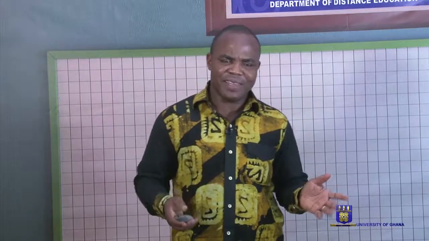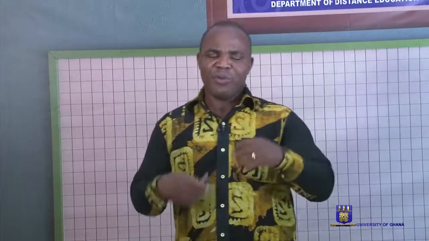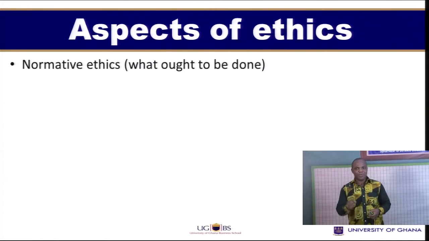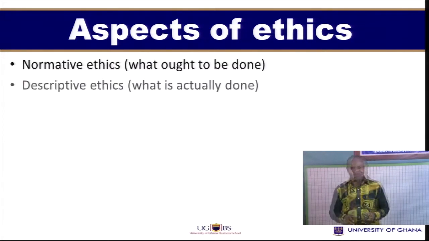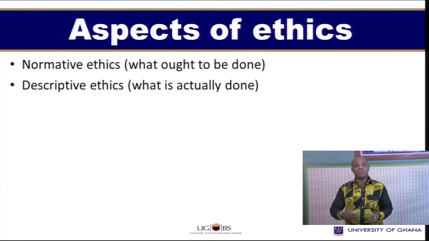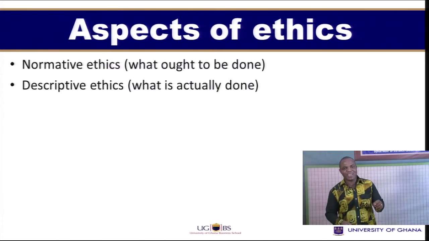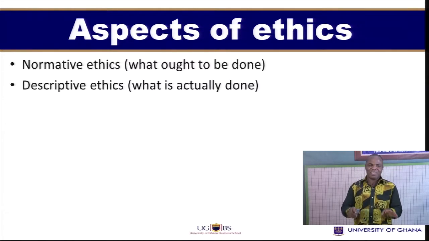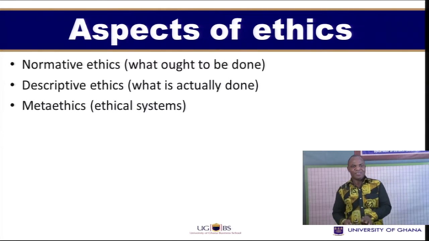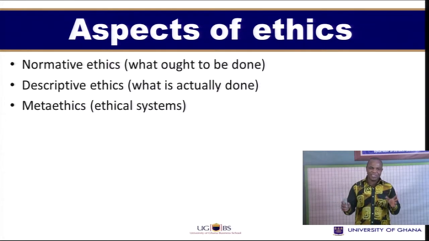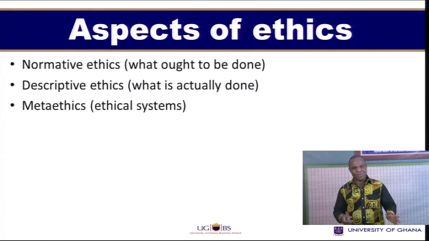There are various aspects of ethics, but they do not form the basis of this course. But it's good that we have an understanding of various aspects, such as the normative ethics. The normative ethics focuses on what ought to be done. We also have the descriptive ethics as opposed to the normative ethics. Descriptive ethics focuses on what is actually done. Then we have the meta-ethics. Meta-ethics focuses on a combination of the various ethical systems.